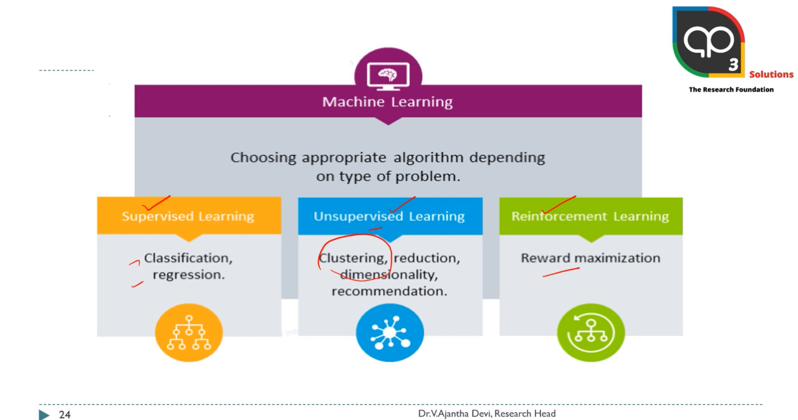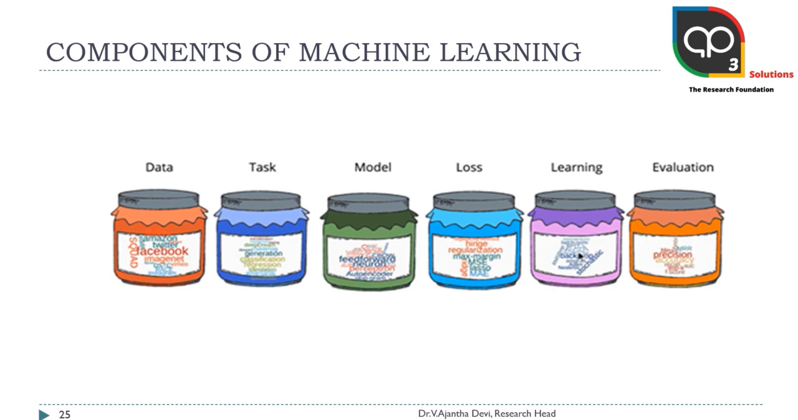In this manner, we are going to take each and every component of the particular functionality and discuss it in turn. Now let me show you the exact components of machine learning, and how these six jars interact with each other.